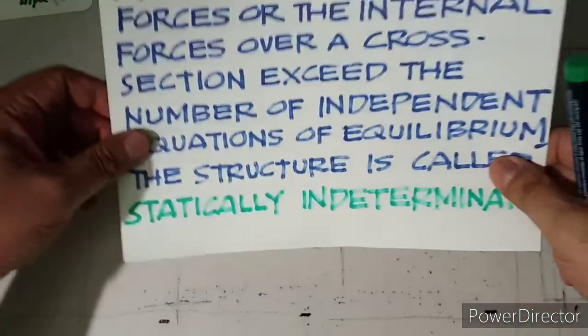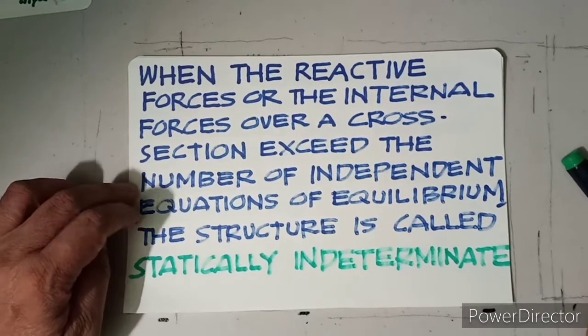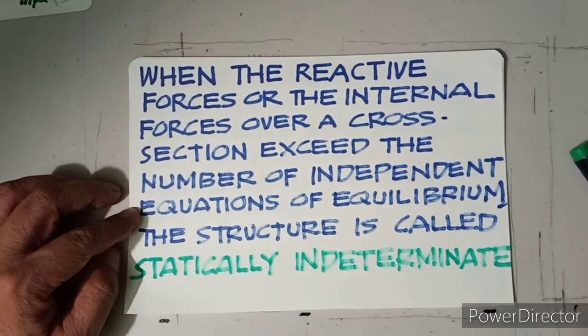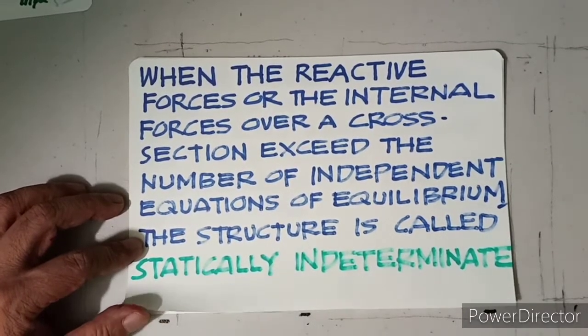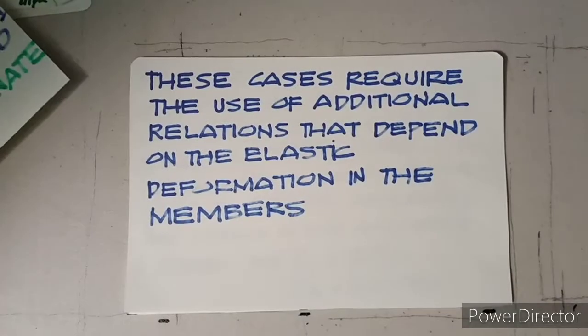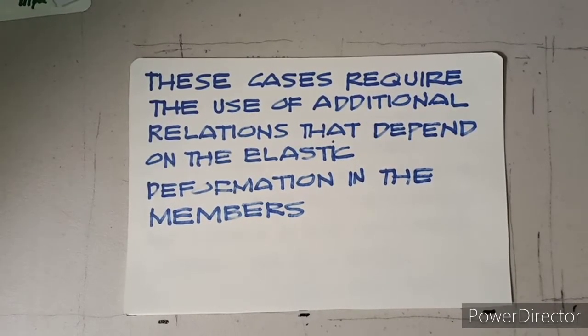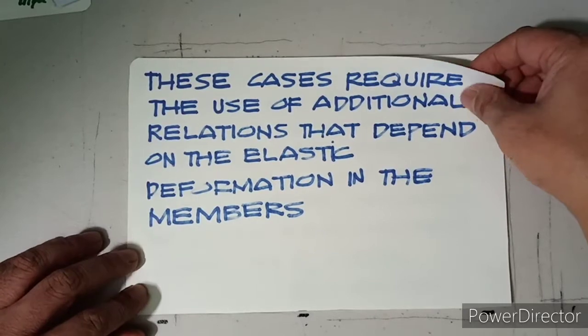Hello guys. Okay, so when the reactive forces or the internal forces over a cross-section exceed the number of independent equations of equilibrium, the structure is called statically indeterminate. So these cases require the use of additional relations that depend on the elastic deformation in the members. To understand these statements very well, let us have a problem.